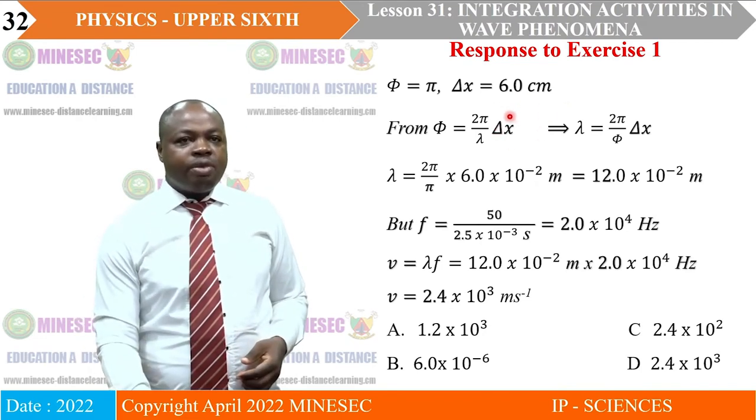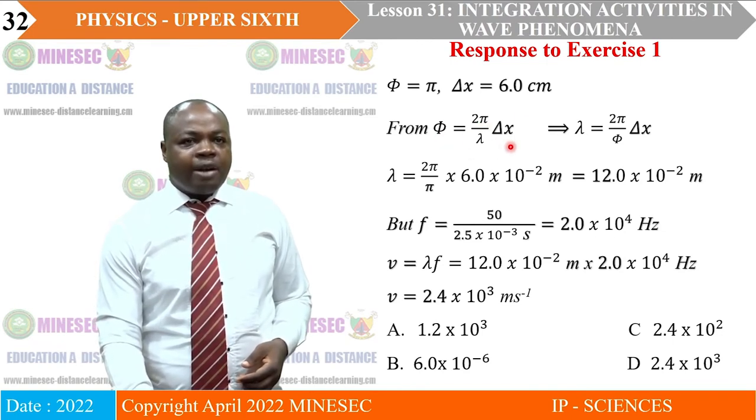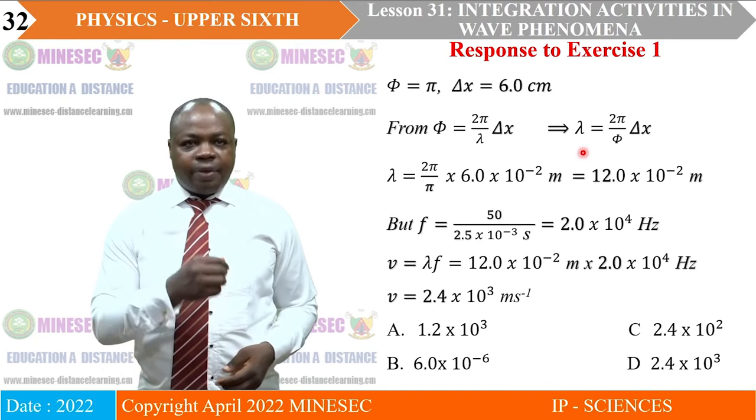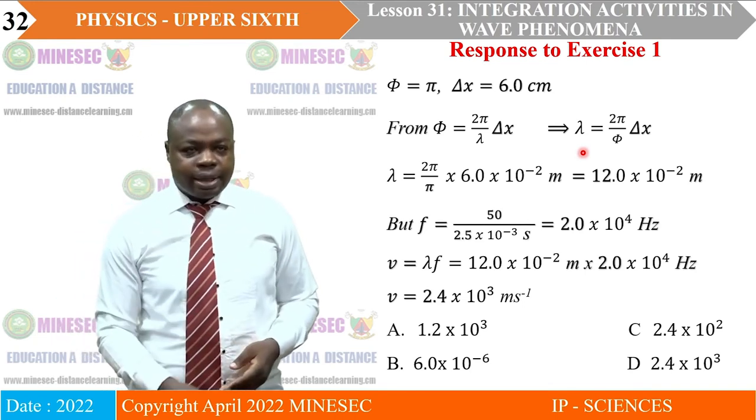And of course, from the equation phi equals 2 pi over lambda times delta x, which is the equation of the phase difference, we can calculate the wavelength from that equation as 2 pi over phi times delta x.